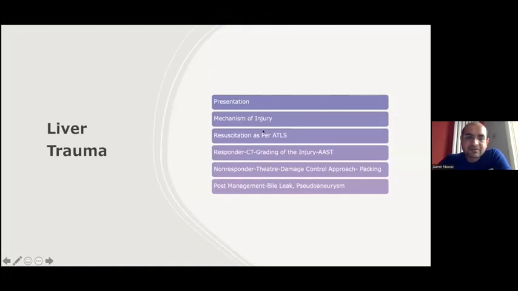after a patient with liver injury has come, we have resuscitated them as per ATLS. We have assessed whether they have sustained the response to resuscitation and they are stable, then we will take them to CT to assess the grade of the injury, which I have told you about, American Association for the Surgery of Trauma. This is particularly applicable to blunt trauma rather than penetrating trauma.